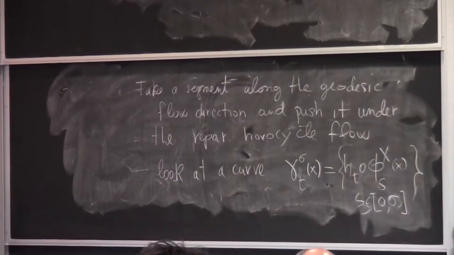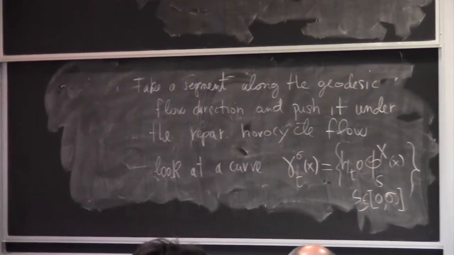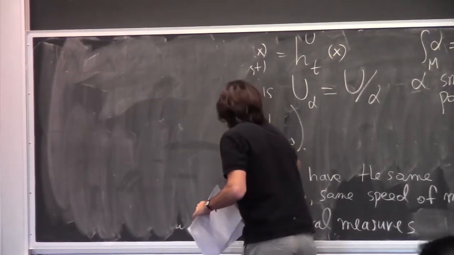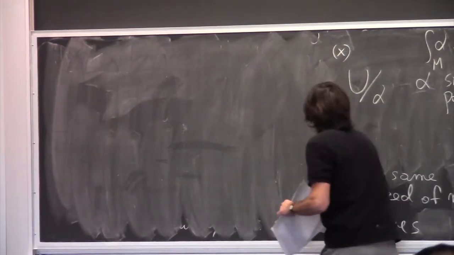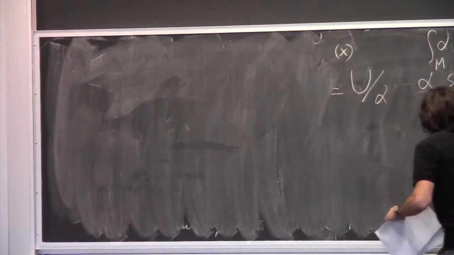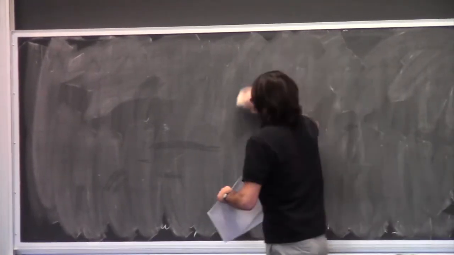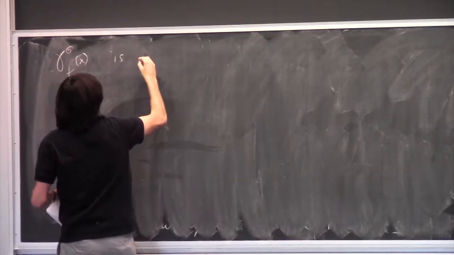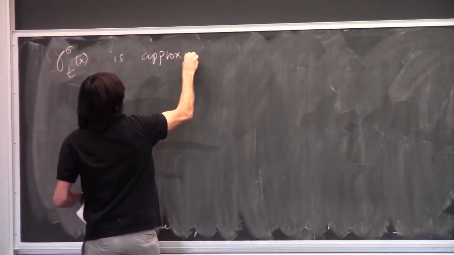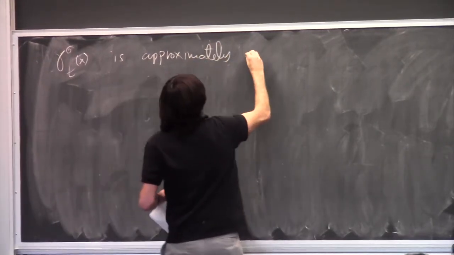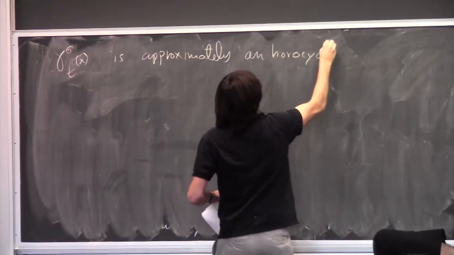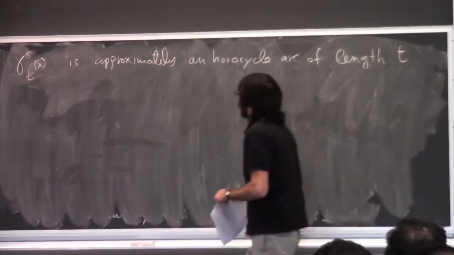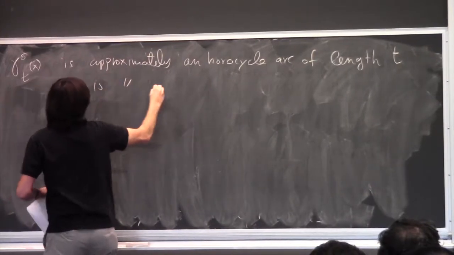So what happens to this curve? Well, there is this shear phenomenon. This curve actually gets very long, it moves around, and it gets long in the direction of the horocycle flow. So the curve gamma sigma t x is approximately a horocycle arc of length t. And so it's approximately equidistributed.